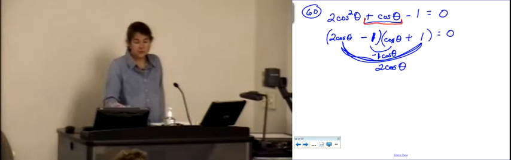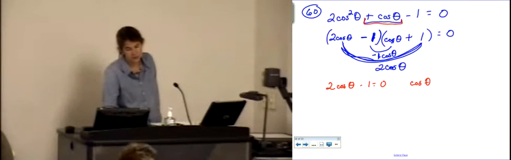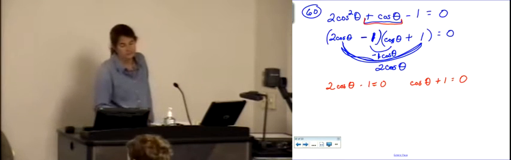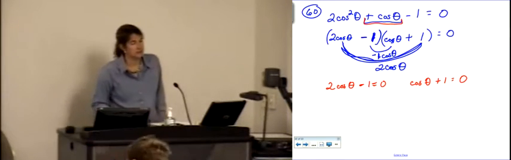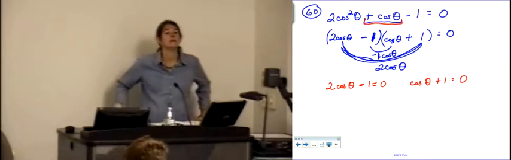So we've got our factors here. We're going to set each factor equal to 0 and solve those. See what you get. Solve those out for me.